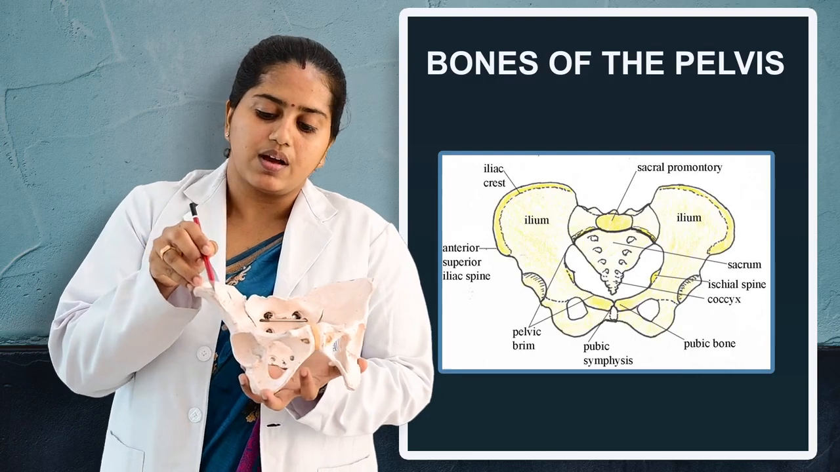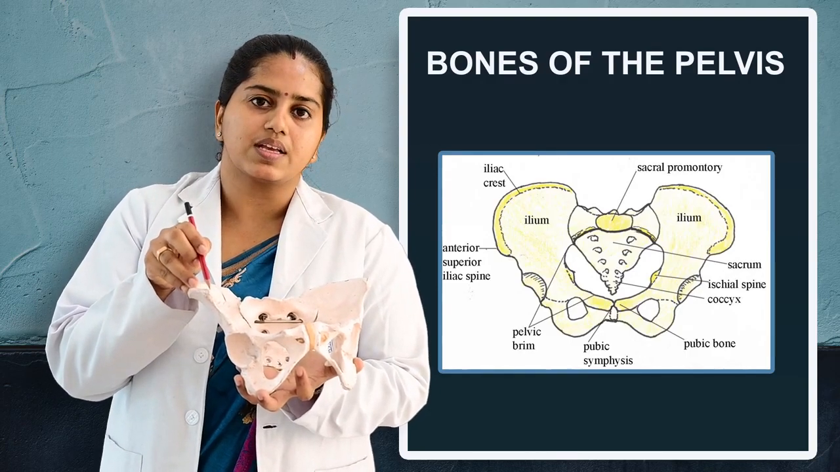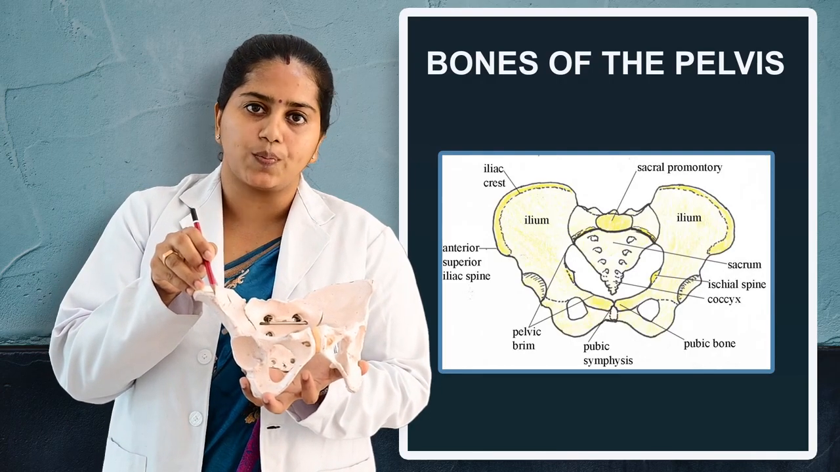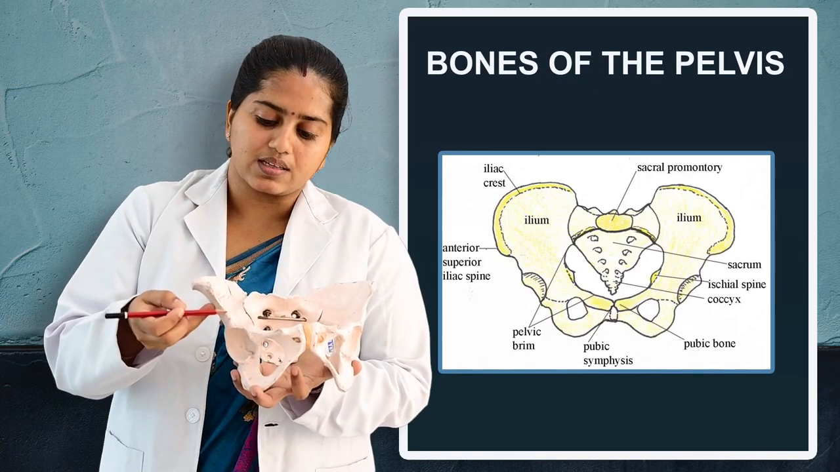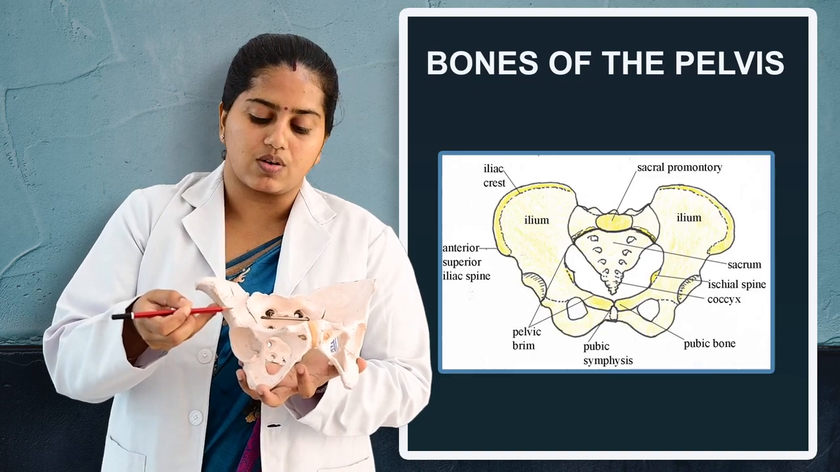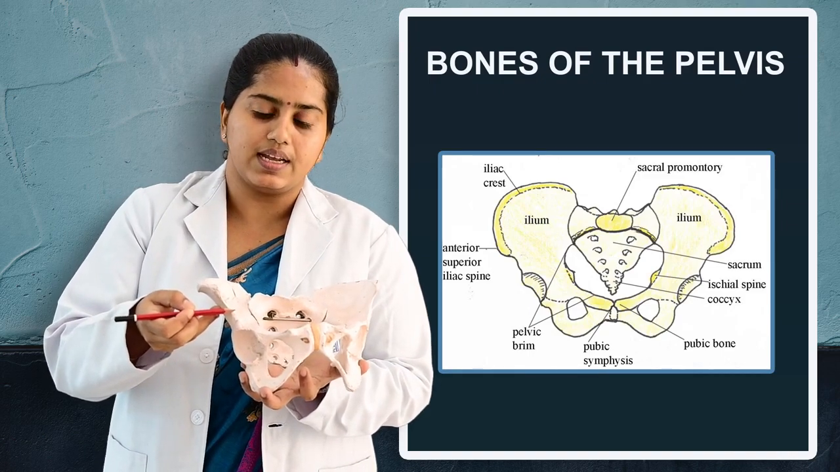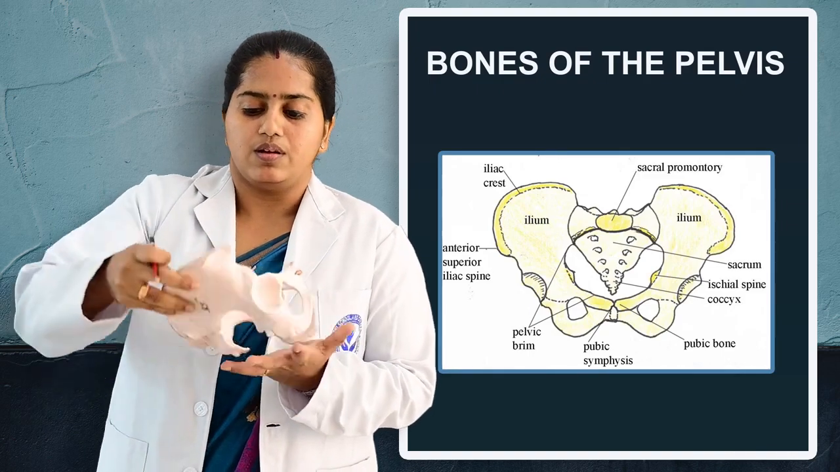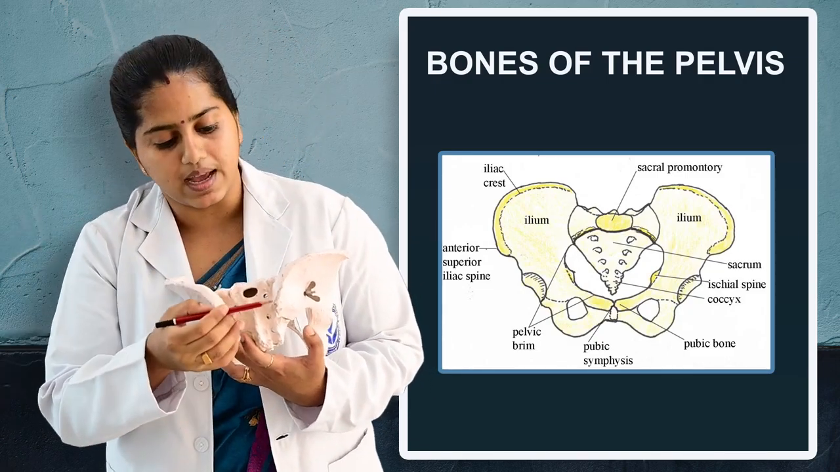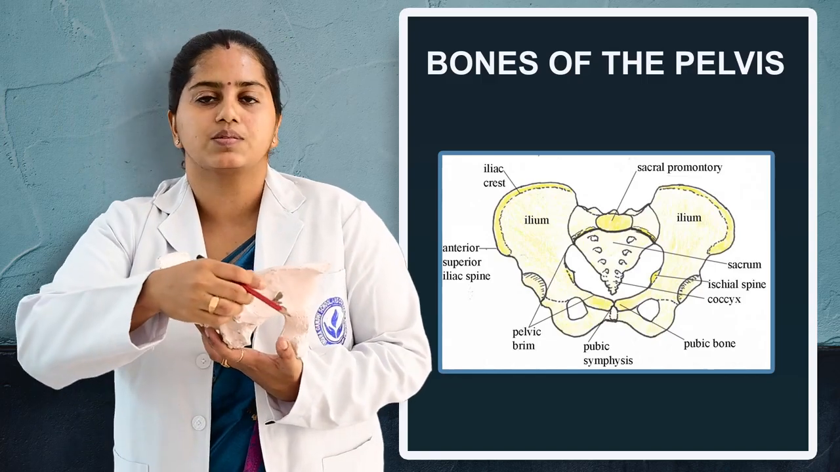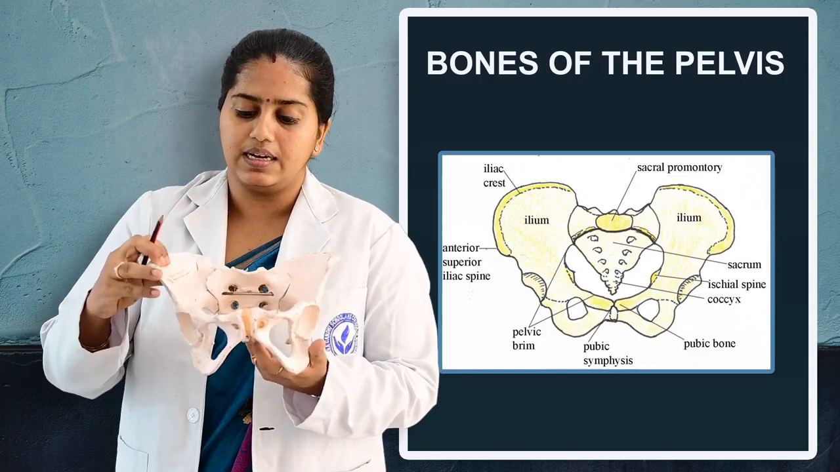In the anterior part of the ilium, a spine is there that is known as the anterior superior iliac spine. Below the anterior superior iliac spine, another spine is there that is known as the anterior inferior iliac spine. Similarly, posteriorly on the ilium, the posterior superior iliac spine and posterior inferior iliac spine are there. So this comprises the ilium.